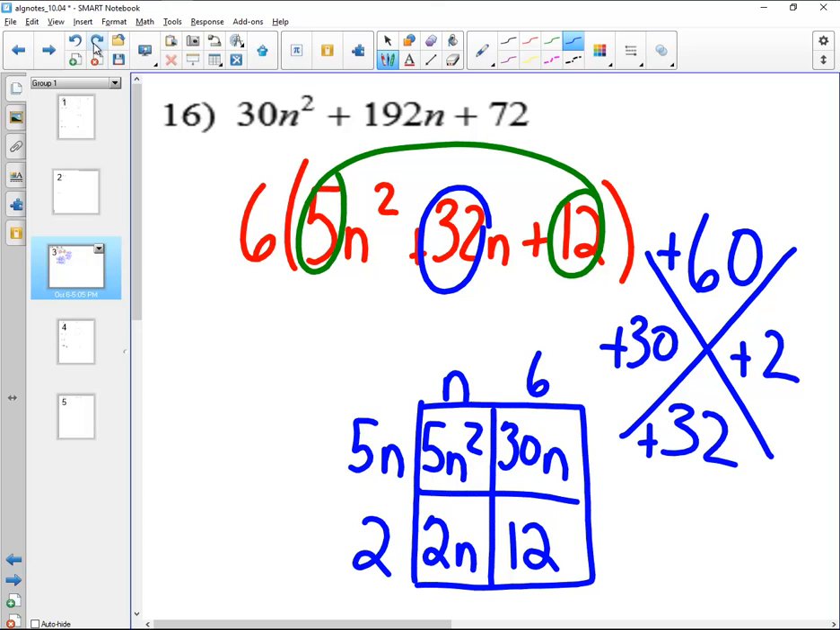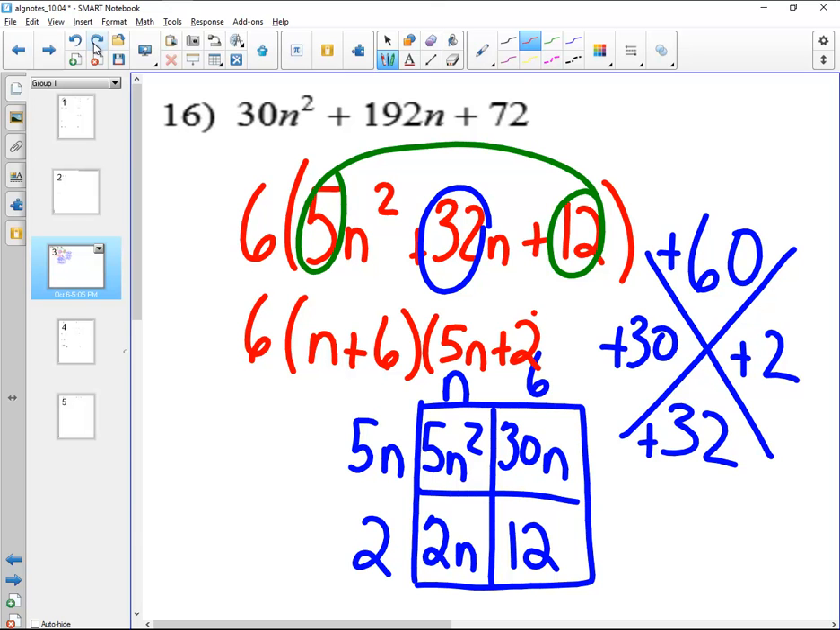And you can go back and check. You can say 5n times n is 5n squared, 5n times 6 is 30n, 2 times n is 2n, and 2 times 6 is 12. And therefore we can conclude that our factorization is 6 times n plus 6 times 5n plus 2.